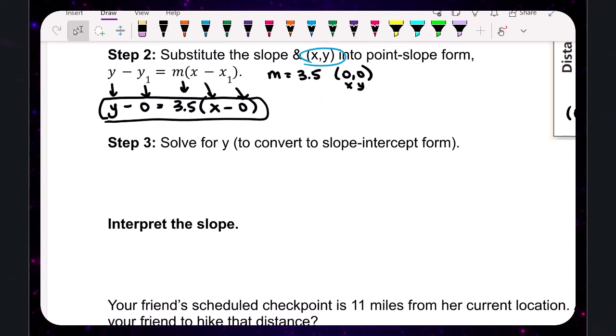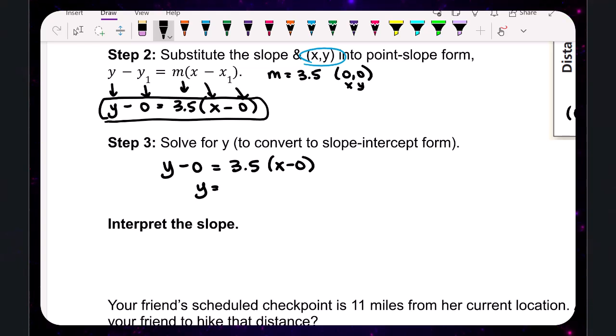If you want to convert it to slope intercept form, you are going to solve for y. And those zeros are going to make this very easy. So that's just y, and then x minus 0 is x. So that looks a lot like something that was on the first page. It just happens to be a coincidence, though.